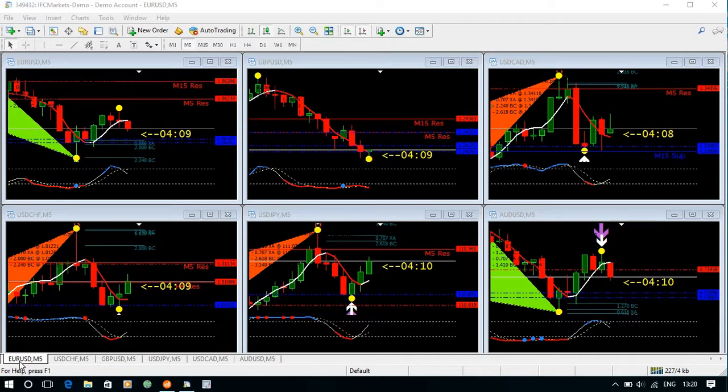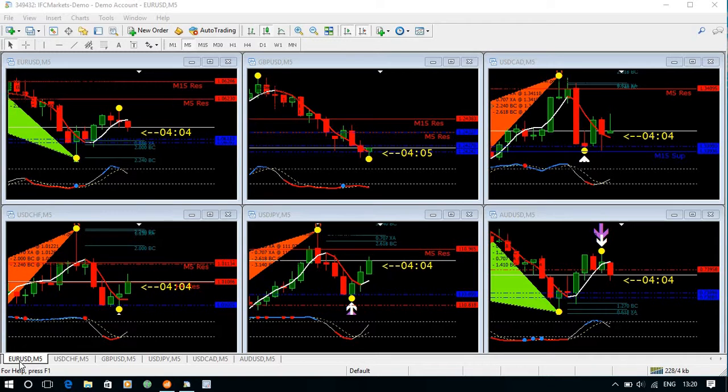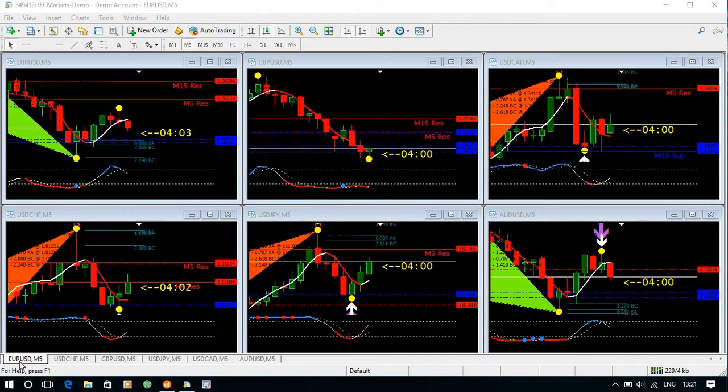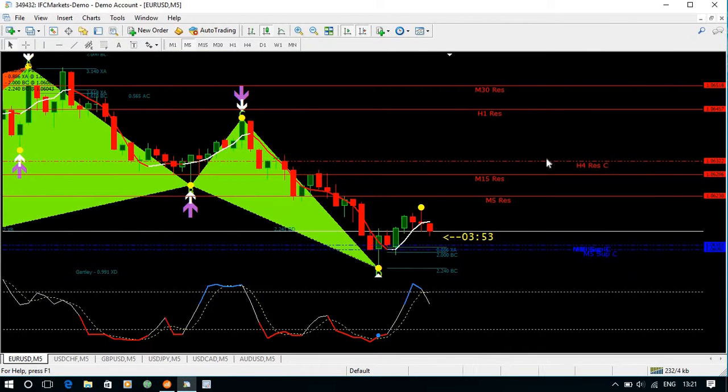I've got 6 currency pairs up. They're the major currency pairs, I believe, that give the best indicators throughout the day. So yeah, we'll get started. Okay, we'll give Euro USD the first one.